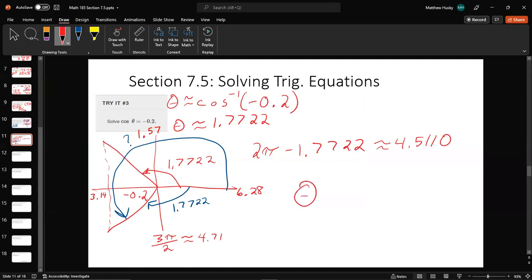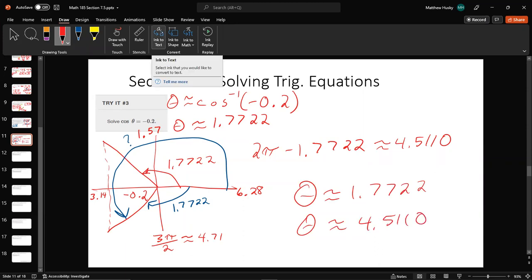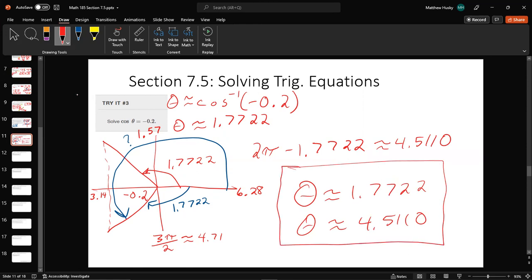So when you're finished, the two solutions that you end up with, because again, most trig problems, you're going to end up with two solutions here. You're going to have 1.7722 and you're going to have 4.5110. They didn't specify to give all solutions or whether it's just 0 to 2 pi. I'm mainly going to focus on 0 to 2 pi and just kind of leave it at that. So we have these solutions for that pair of values.